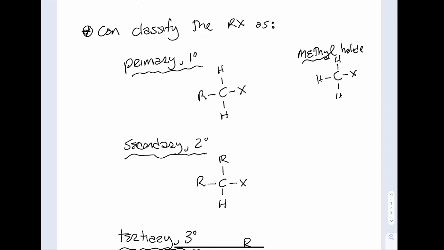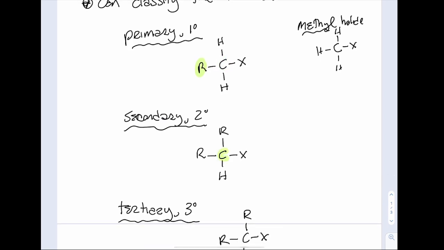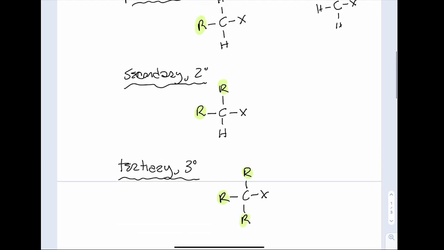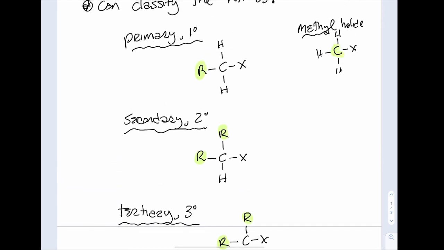So primary, I have to have one other carbon group attached to it. So this R group is a carbon group. So primary, the carbon that the halogen is bonded to, so this carbon, right? That's the carbon that my halogen is bonded to, is bonded to one other carbon. Secondary, this carbon that my halogen is bonded to is bonded to two other carbons. In tertiary, this carbon that my halogen is bonded to is bonded to three other carbons. In a methyl halide, the carbon that the halogen is bonded to is not bonded to any other carbon, right? It's just three hydrogens.